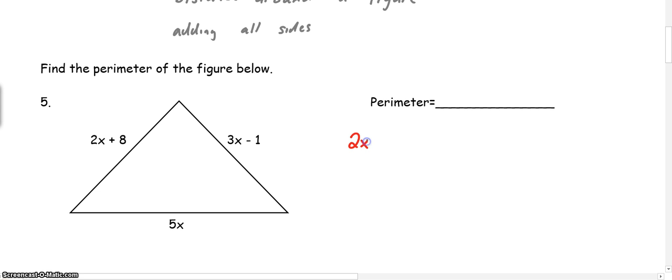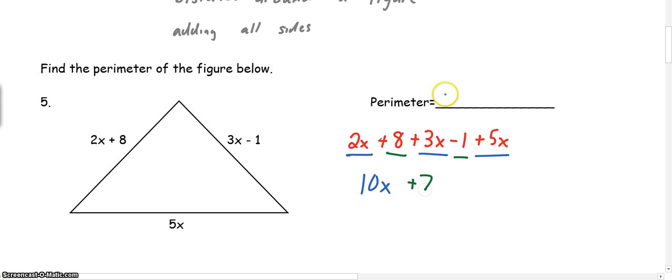So we have 2x plus 8 plus 3x minus 1 plus 5x. From this step, we're just going to combine like terms. So we have a 2x, a 3x, and a 5x. Those are all like terms because they have the same variable, so when they're added together, this is 10x. And then we can add our constants, positive 8 minus 1 gets us plus 7. So our perimeter is 10x plus 7.